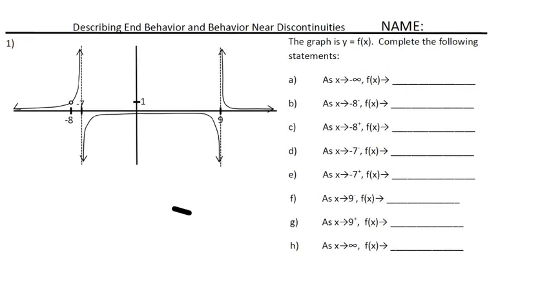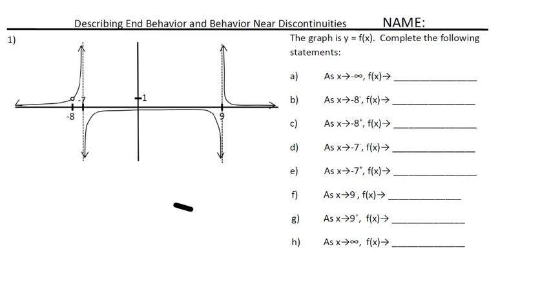I've got 8 questions here, and they go in order from left to right. I'm going to start off with a question about the left end of the graph, and finish with a question about the right end of the graph. So question A starts off with, as x approaches negative infinity. Anytime you see somebody asking what's going on as x approaches negative infinity, they're talking about the left end of the graph.